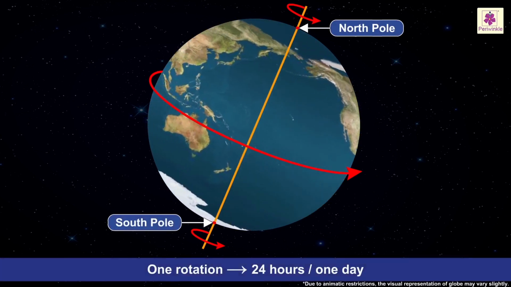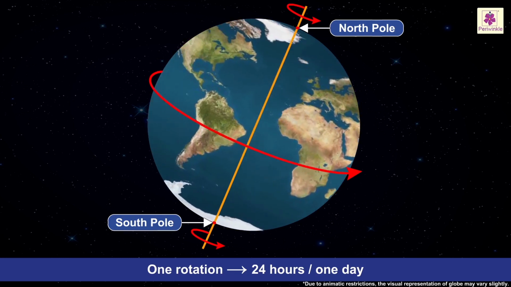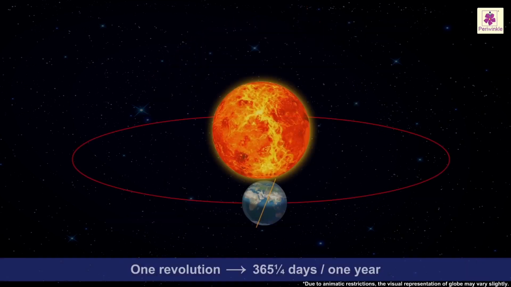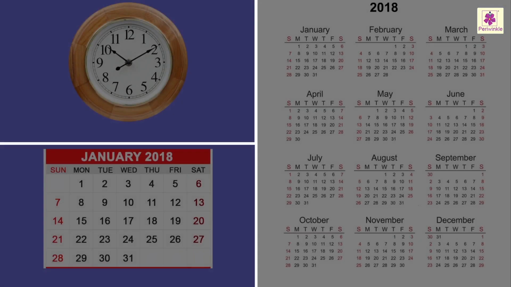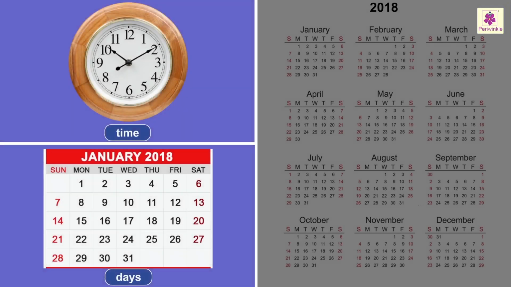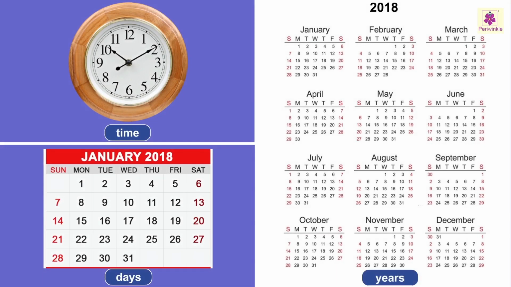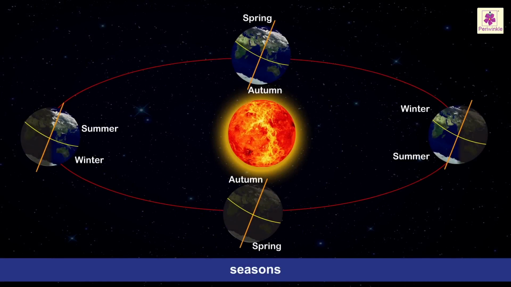One complete rotation takes 24 hours or 1 day. One complete revolution takes 365 and 1/4 days or 1 year. Hence, we are able to calculate time, days and years. As the Earth does both the actions, that is, rotation and revolution simultaneously, we experience the different seasons too.